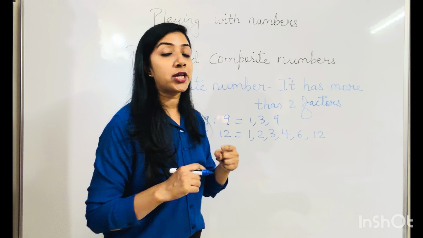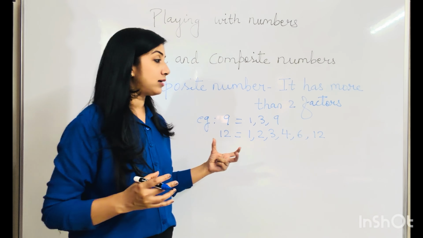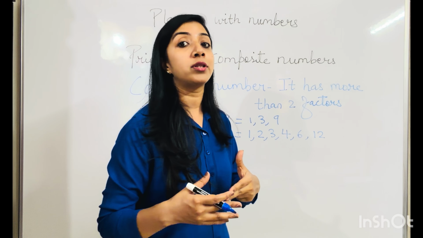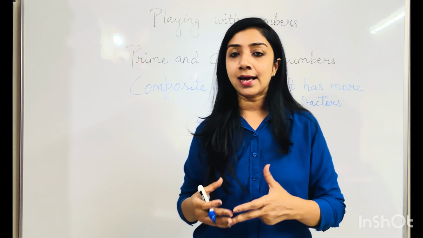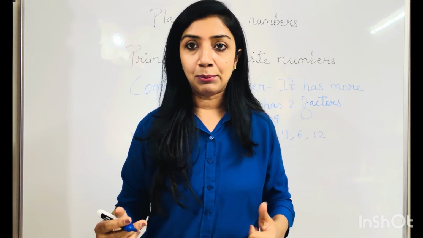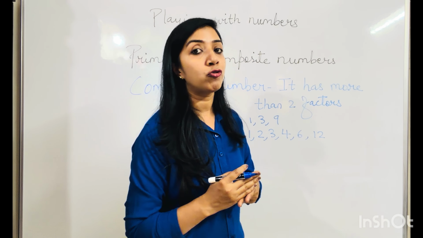So what do we need to check? We need to check divisibility also. Okay, we need to see here if the given number is divisible by more than two numbers, that means it has more than two factors. That means it is a composite number. Okay, so this is all about composite numbers, which have more than two factors.